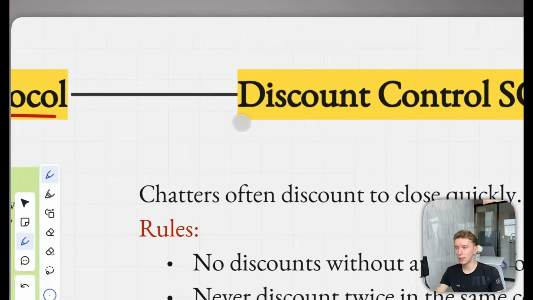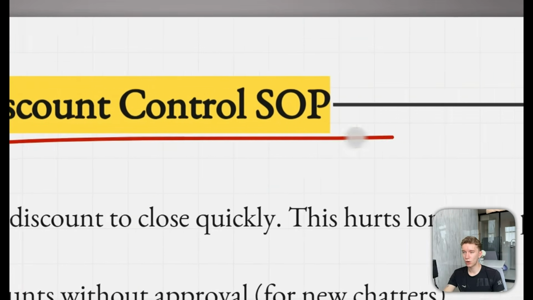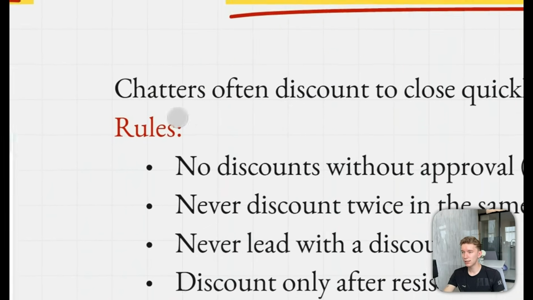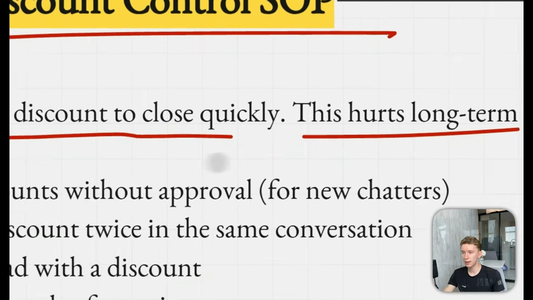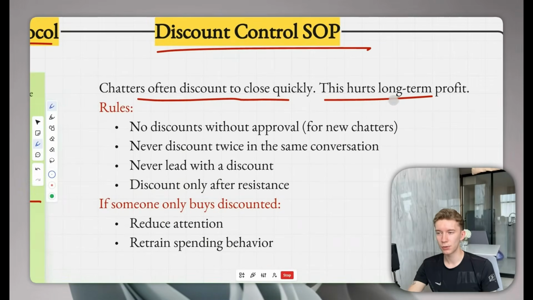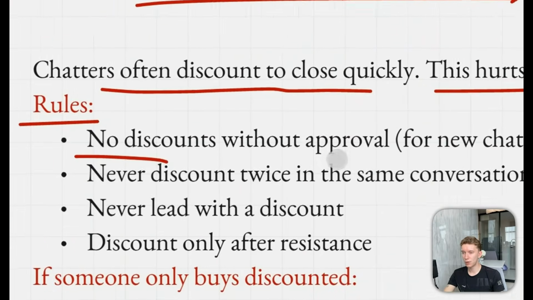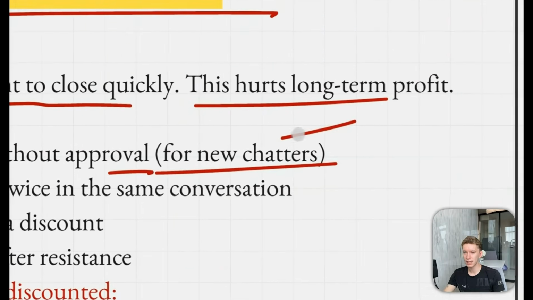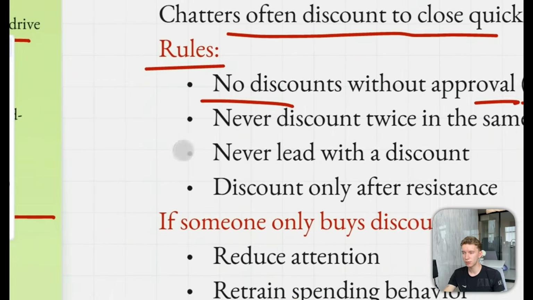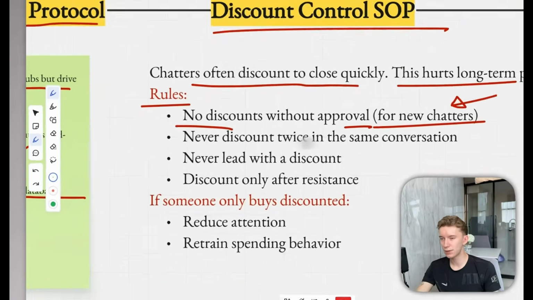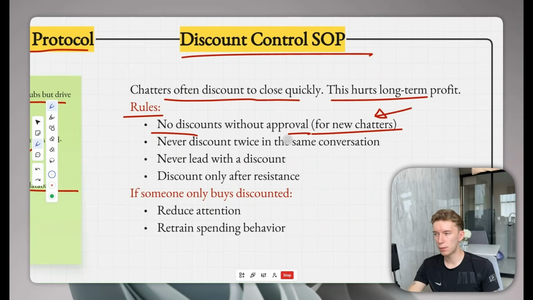All right, now, discount control SOP. Chatters often discount to close quickly. As I spoke about before, they will try and give a discount if the fan doesn't buy. Now, don't discount without approval. Make sure you tell these chatters if they're going to discount, to message you first to review before they go ahead and discount it, because again, it devalues the model completely.